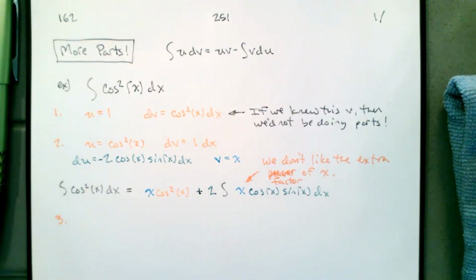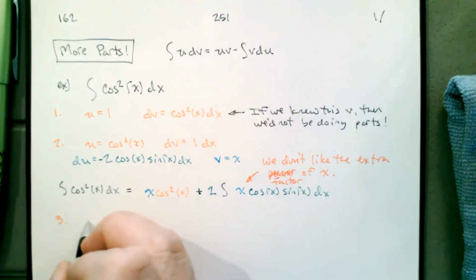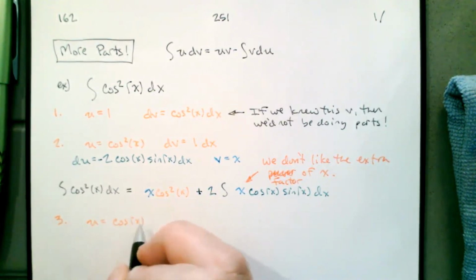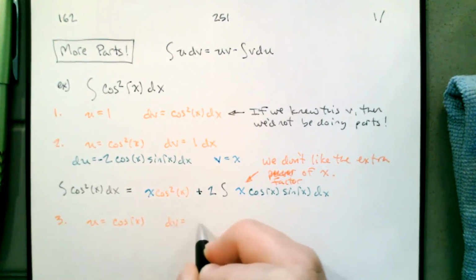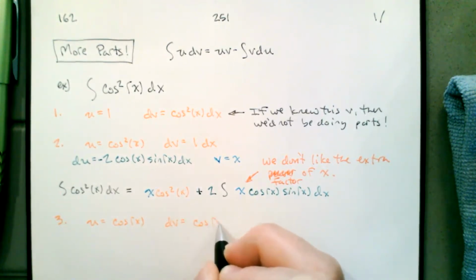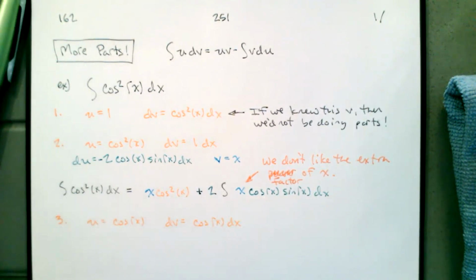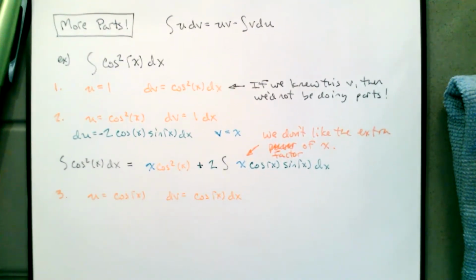So this brings up a couple of things. I've got 2 factors of cosine. One thing that we can do is split the factors. I don't have to have all the cosine factors be in u or dv. It's possible to split up your factors. This is something that we haven't done so far in a parts problem.